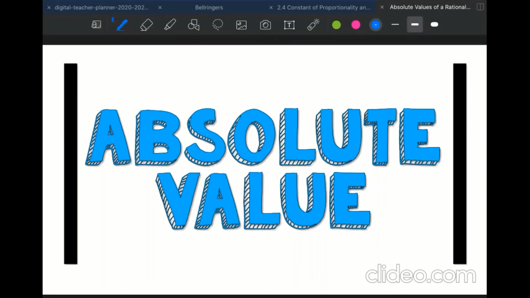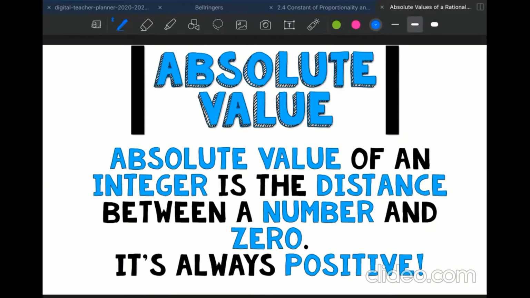Let's start first by defining what absolute value actually is. The absolute value of an integer is the distance between a number and 0. The most important thing I want you to remember is that it is always positive.